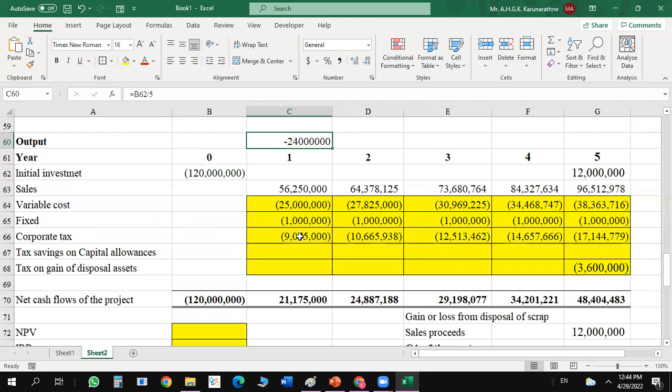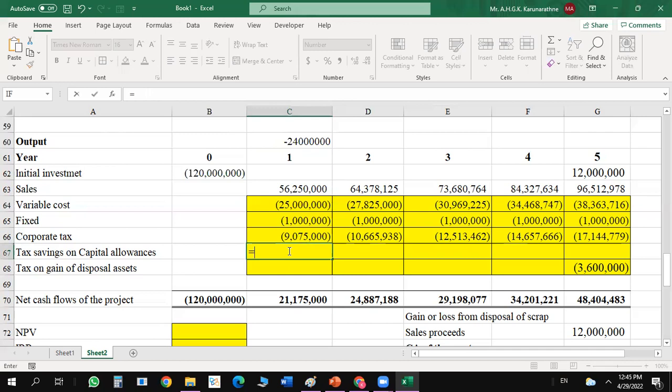Tax outflow reduces, which means there is a tax saving. So tax saving is considered as a cash inflow. How much is it? Annual capital allowance. What is the annual capital allowance?